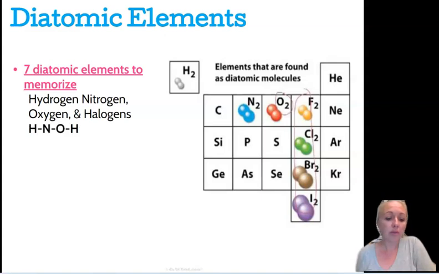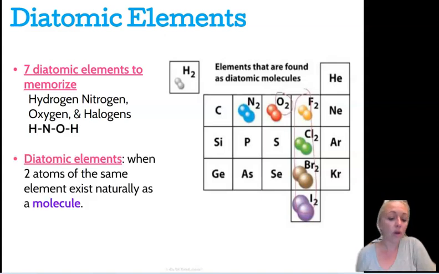Diatomic elements are simply covalent molecules that are made of the same element. There are 7 diatomic molecules for you to memorize: hydrogen, nitrogen, oxygen, and the first 4 halogens. So if you remember H and OH, that's a good acronym to help you.